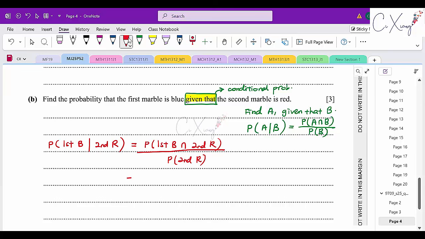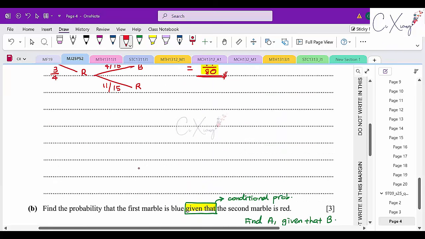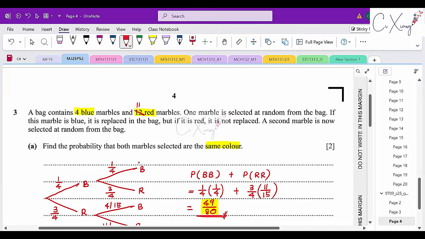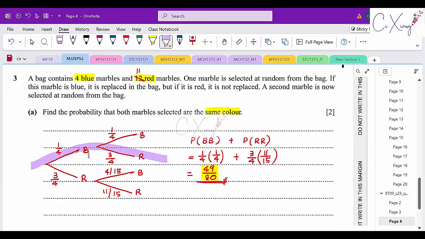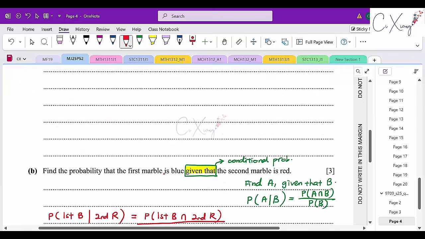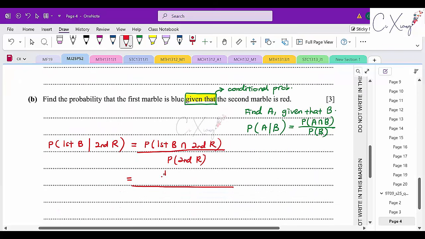Okay, so let's have a look at how to get the probability for first is blue and second is red. Again, you can refer back to the tree diagram that we drew just now. First blue, second red means this one. So multiply the probability along the branch: 1 over 4 multiplied with 3 over 4.